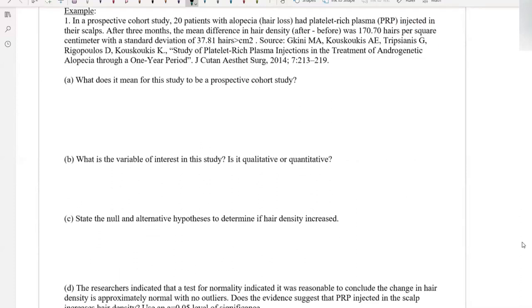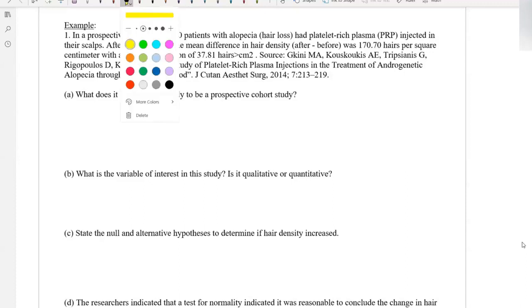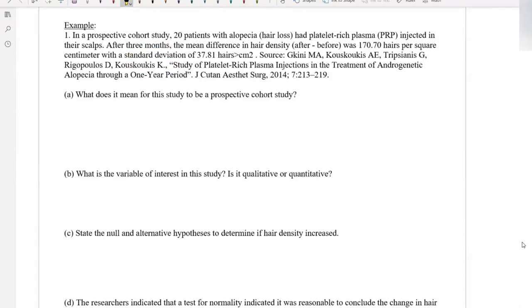Okay, let's work on an example here. Example 1. Here we have 20 patients. And they had some kind of procedure, and after 3 months, the mean difference in hair density was 170.70.